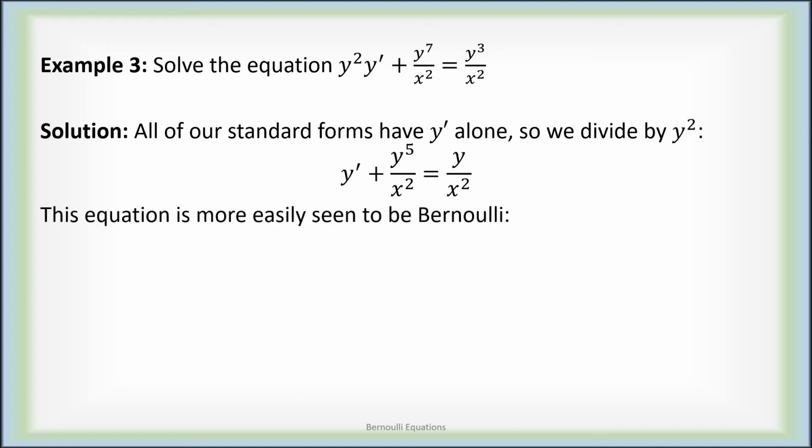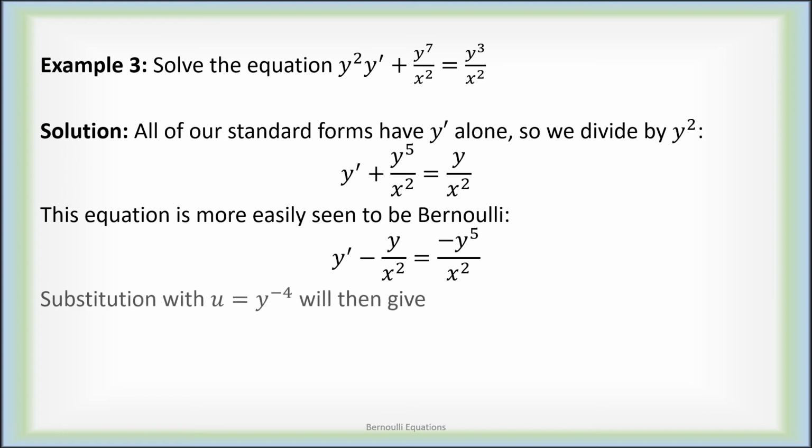Now we can more easily see that this is a Bernoulli equation, but we were supposed to have y prime, then a y, and then y to the alpha on the other side, so we move some stuff around. Y prime minus 1 over x squared times y is minus 1 over x squared times y to the 5th. With alpha equals 5, we're going to do the substitution u equals y to the 1 minus alpha, and 1 minus 5 is negative 4. So our equation becomes u prime plus 4 over x squared times u equals 4 over x squared.